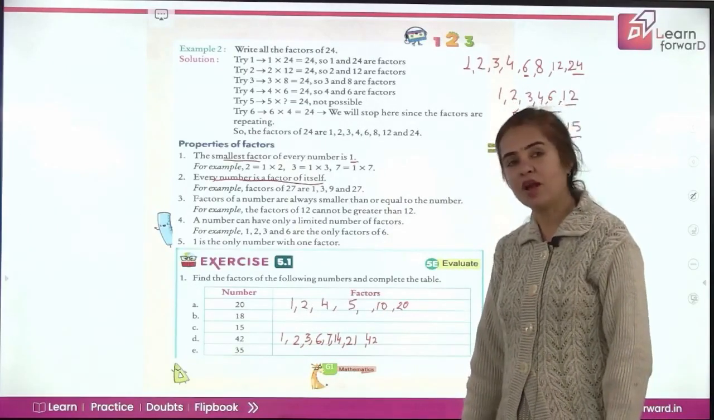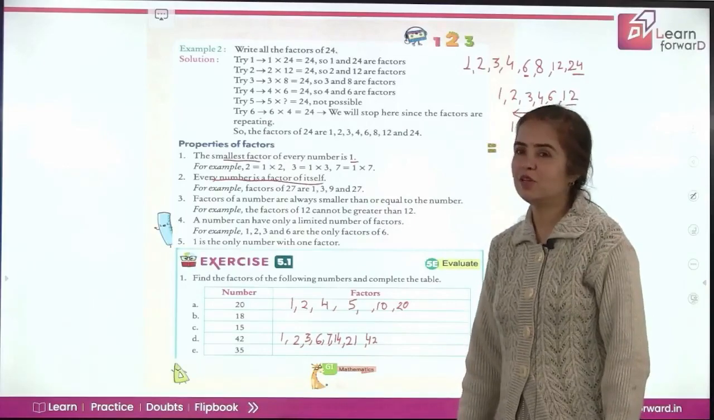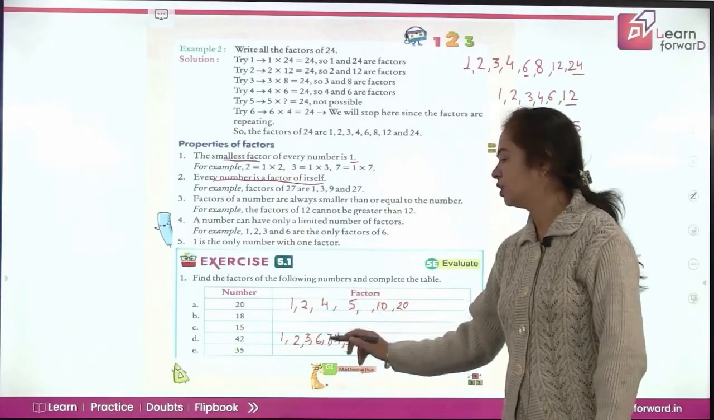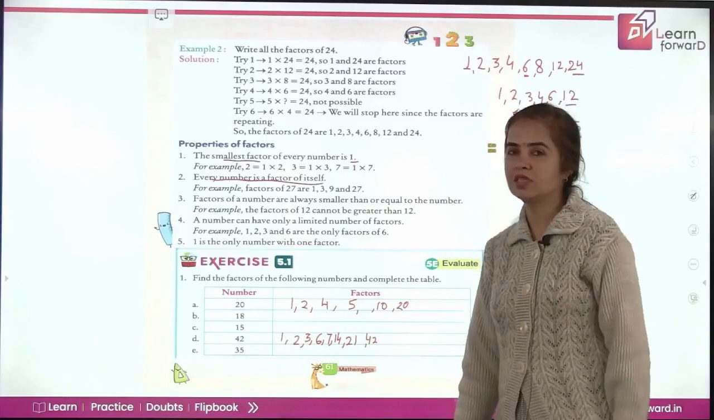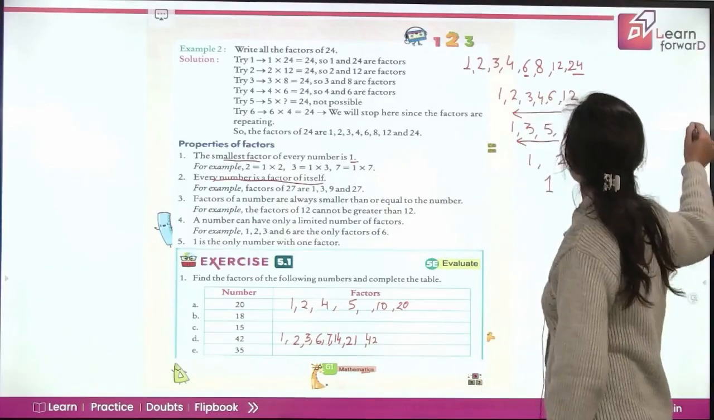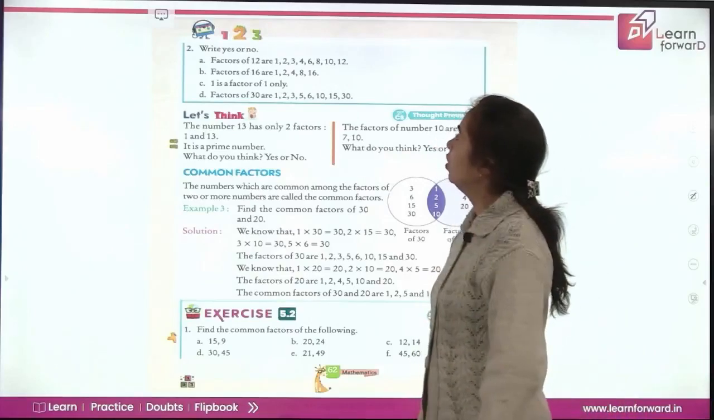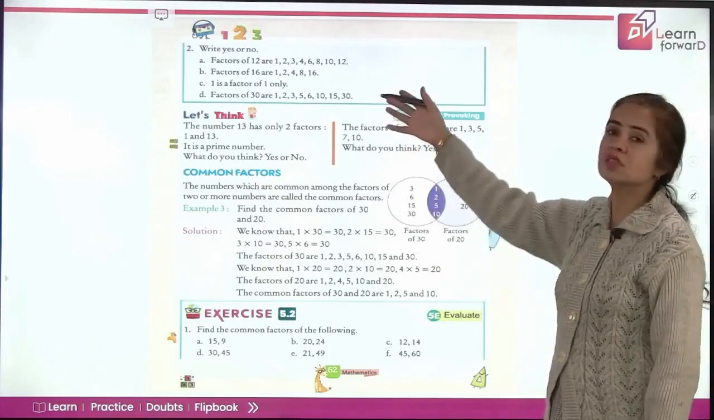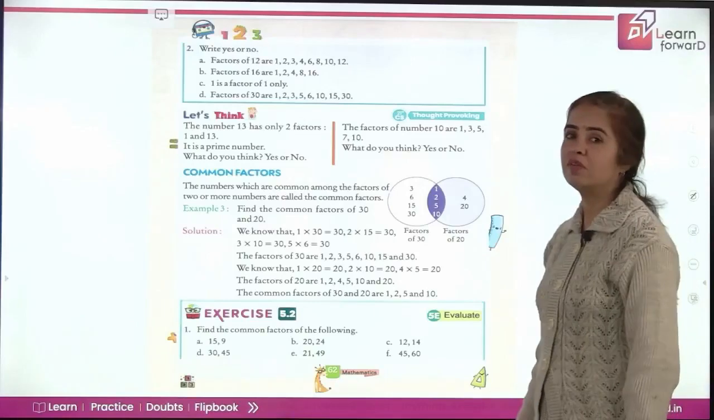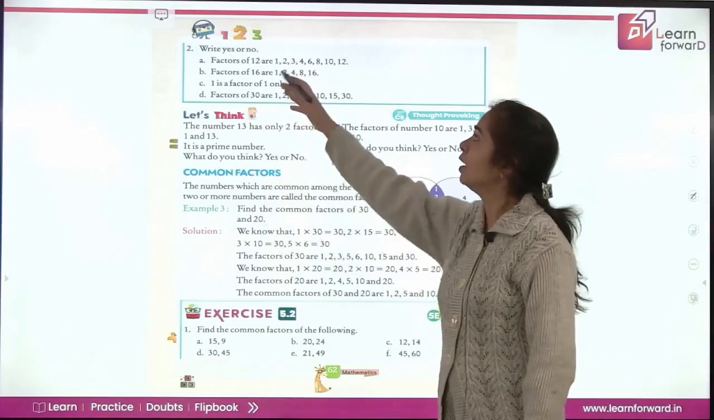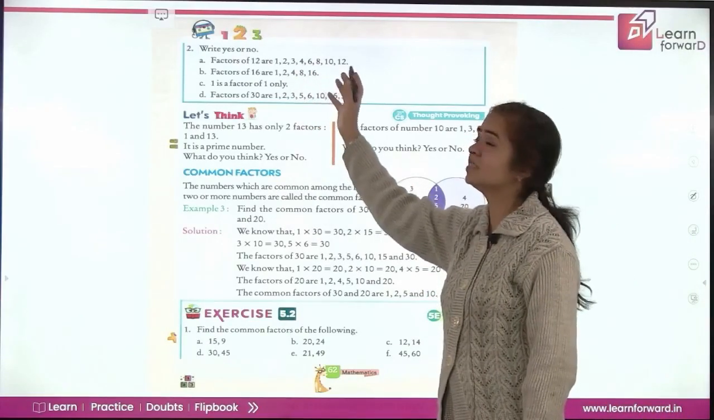Easy? Have you understood also? I am happy to see your smiles, children. So, I am sure the rest of the parts you can do yourself. Be confident about it. Now, in this you have to write yes or no. Factors of 12. So, this is the list of all the factors of 12. Just see, is it correct? 1, 2, 3, 4, 6, 8, 10, 12.